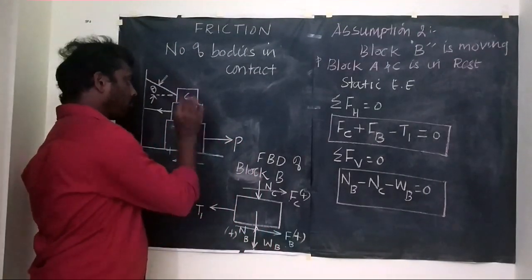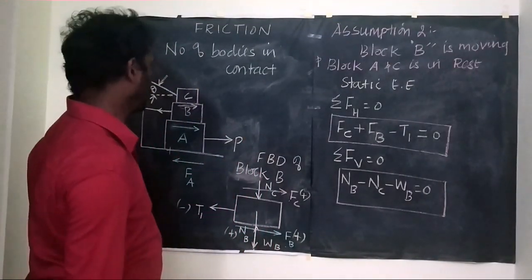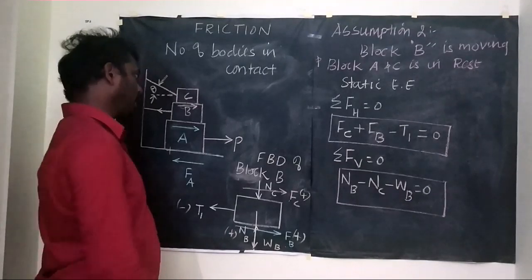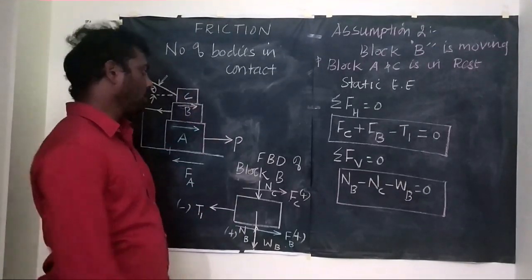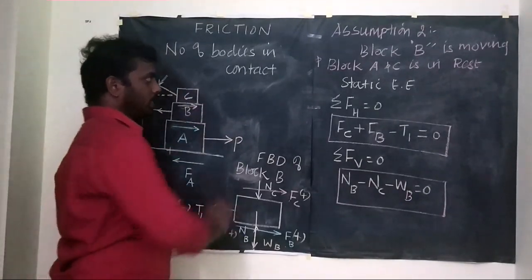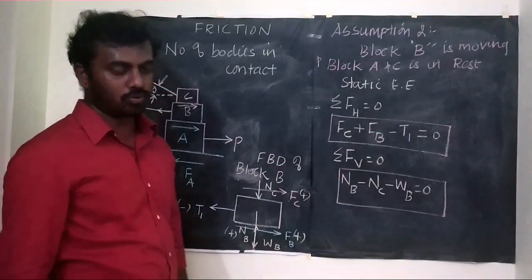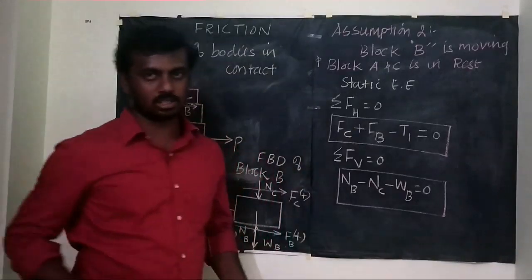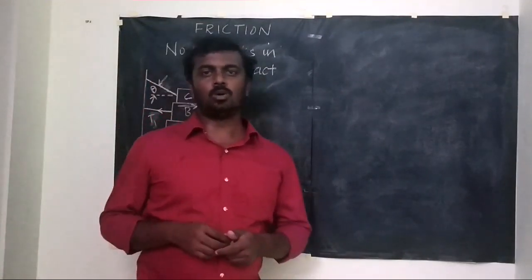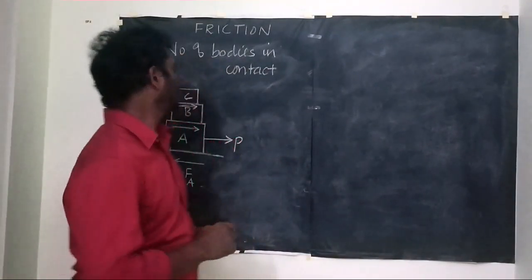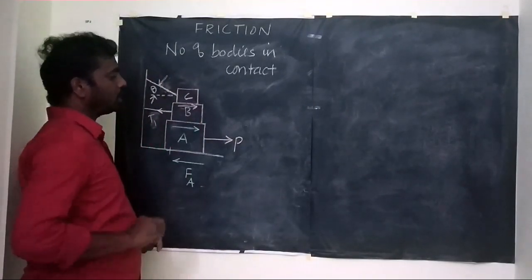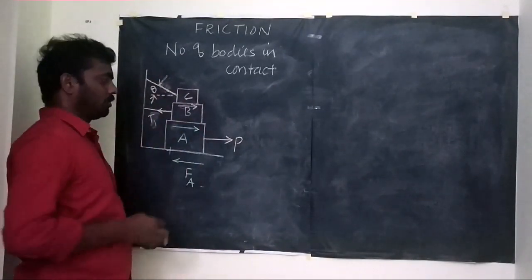Now block B is over. Now we have one more block, that is block C. You can apply the same logic to block C to find the unknown value. Let me discuss now. Now I am going to take block C. Here block C is moving towards left.